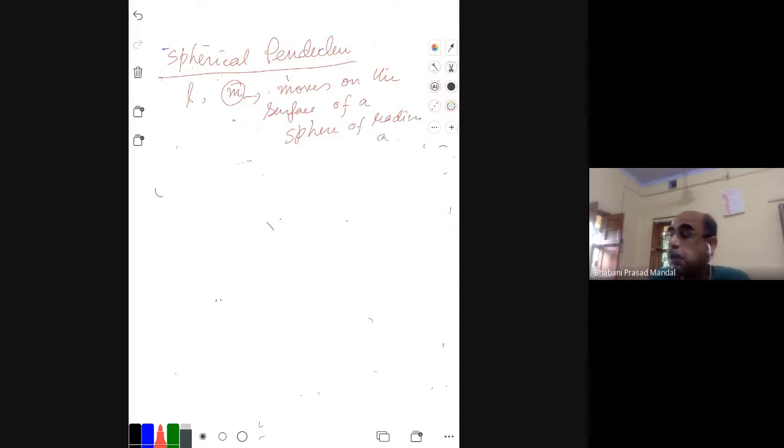of radius a, that means the point of suspension is at the center. Just imagine. And the pendulum is not allowed to oscillate in a plane. Earlier it was oscillating in a plane. But now the pendulum is allowed to move on a surface. The mass point can go anywhere on the surface x square plus y square plus z square equal to a square. This is the surface of the sphere. That kind of pendulum is called a spherical pendulum. So this is the definition. Now the Lagrangian.